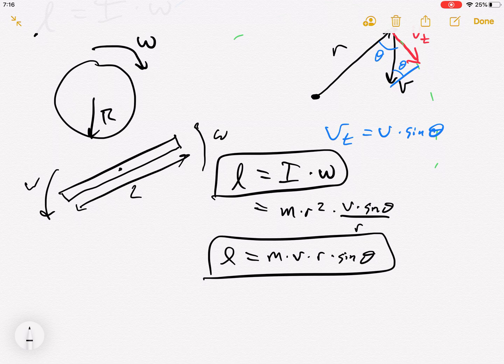If I have an extended body, like a solid sphere or a disc or a rod, I'm going to use I omega. If I have a point mass, I'm going to use mvr sine theta. Let's do an example where we do both of those.